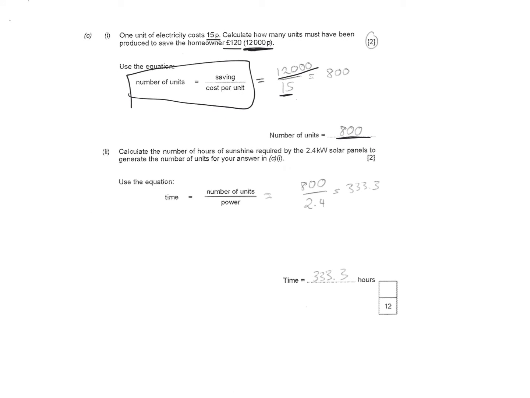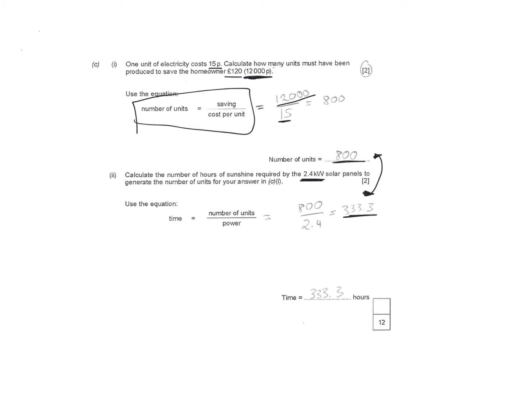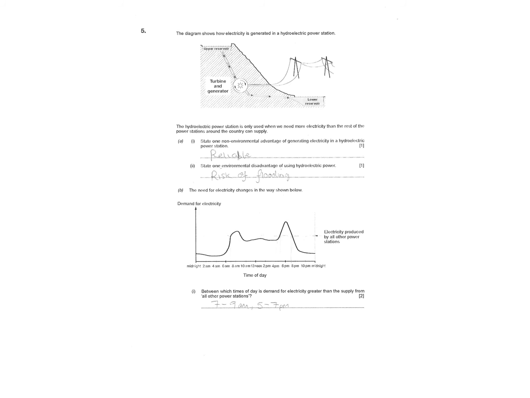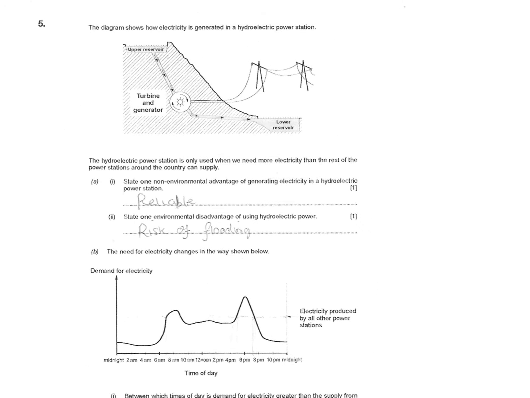Okay, then it goes on to say that power must be measured in kilowatts, so you use your answer for this one, units used, divided by the power, so the hours that would be needed would be 333.3. Okay. Use the information. That was nice because they told you saved there in pence, and they told you that was the cost per pence.